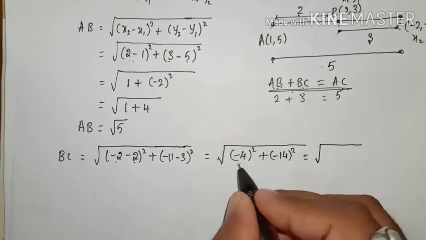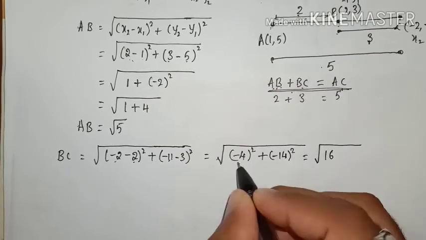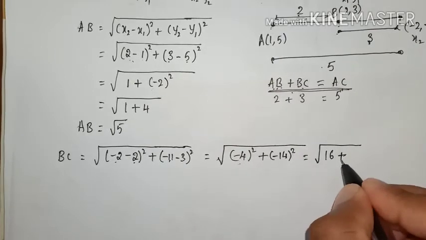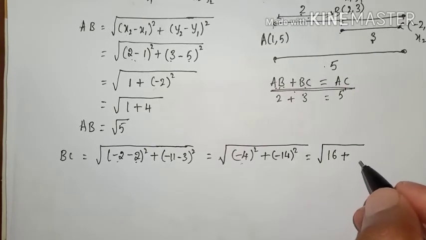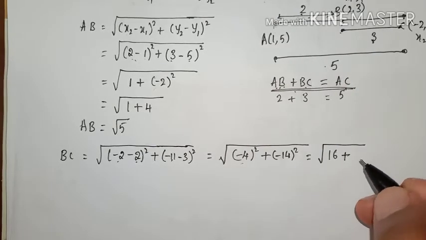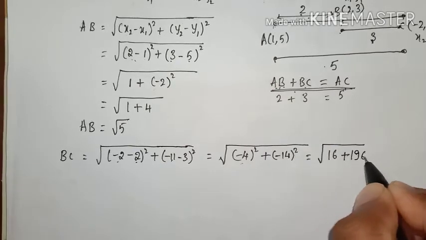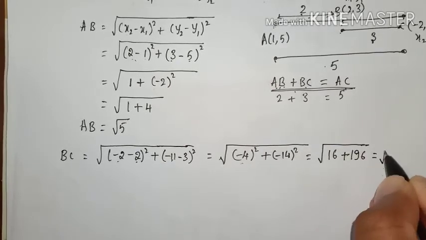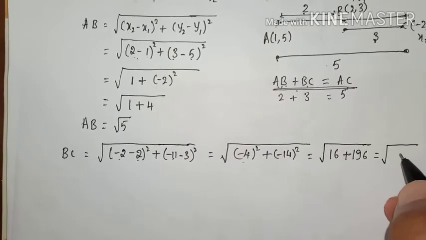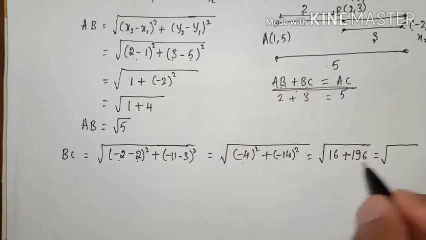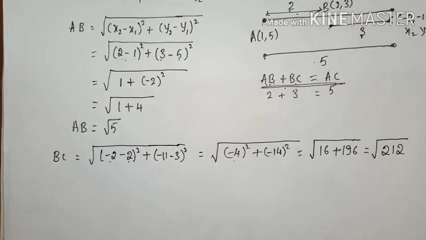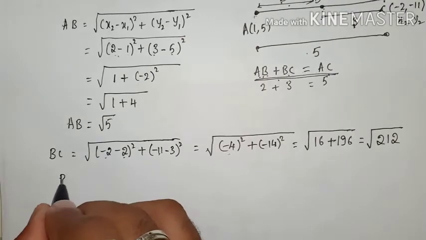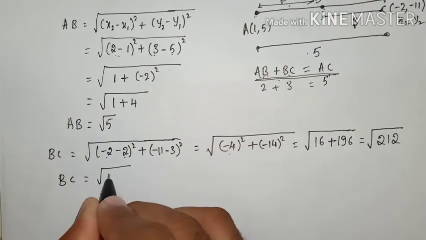Square root of 4 fours are 16, minus into minus is plus only. Okay, so next 14 into 14. 14 into 14 is how much? 196. So the total is about how much? 212. Square root of 212. So then BC is equal to square root of 212.